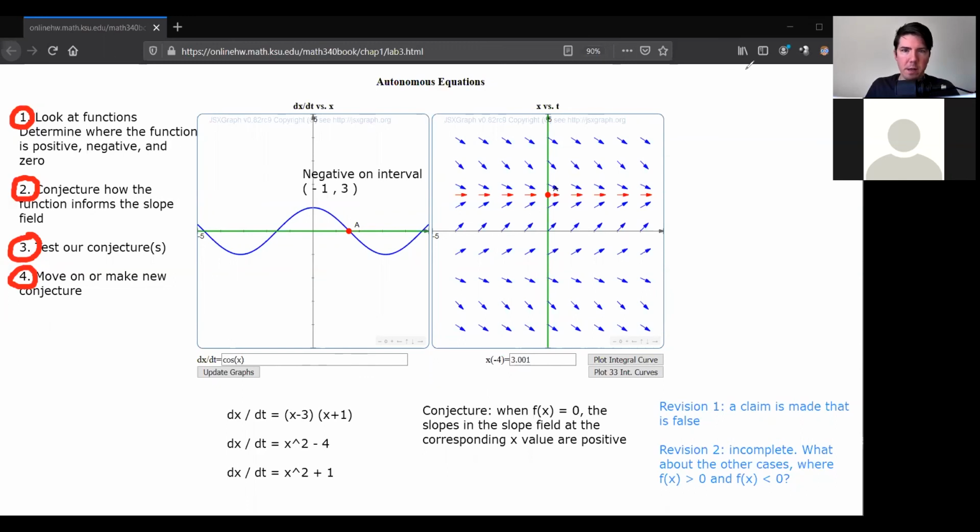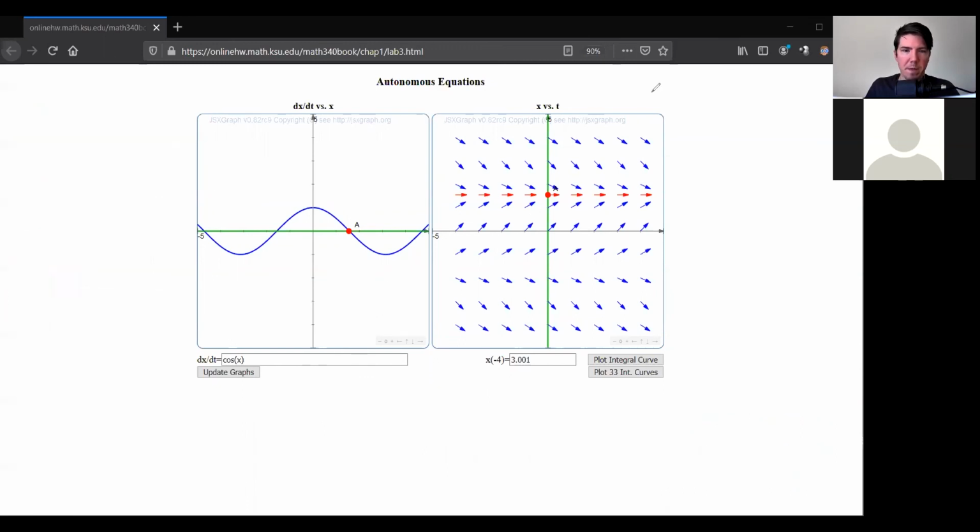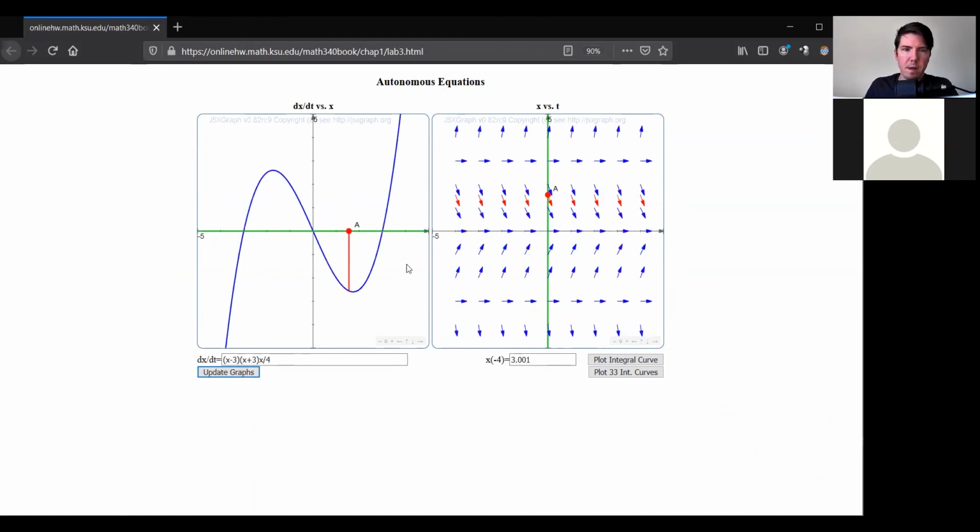So let me go ahead and clear this screen. And now I'm going to reset back to the function that we had started with, because I think it's a good one: x minus 3, x plus 3 times x divided by 4. I'll update the graphs. And now let me remind myself. Right, okay. So here we're going to be looking at equilibrium solutions. So let's talk about what that is.